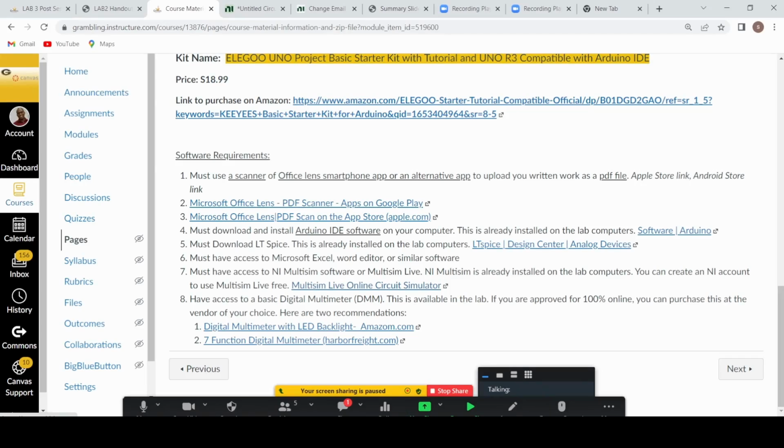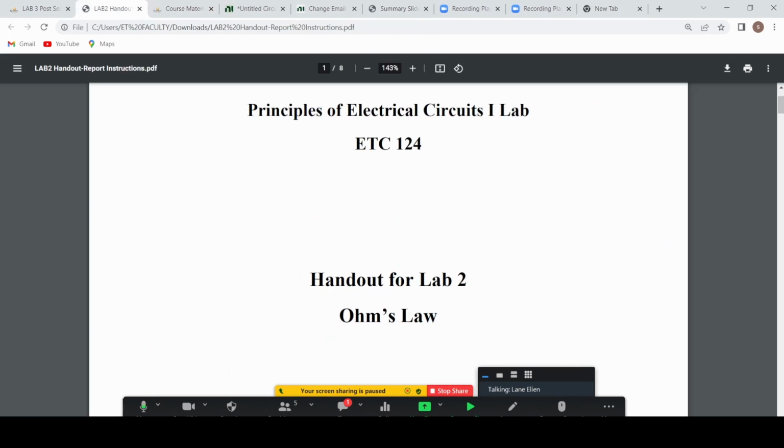Now, there are lots of free tutorials out on the internet showing you how to use LTSpice to simulate and how you can get your current and how you can get your resistance from that circuit. So again, these are the tools that you're going to use to complete your circuit. For today, I'm going to use the Multisim Live Online Simulator to complete the circuit.